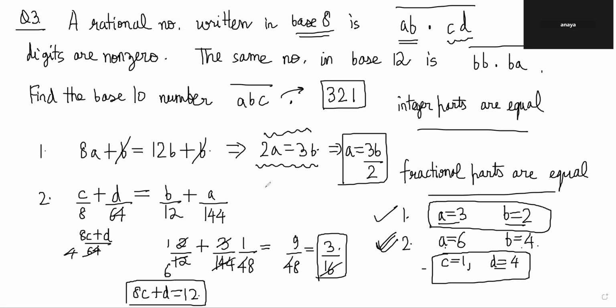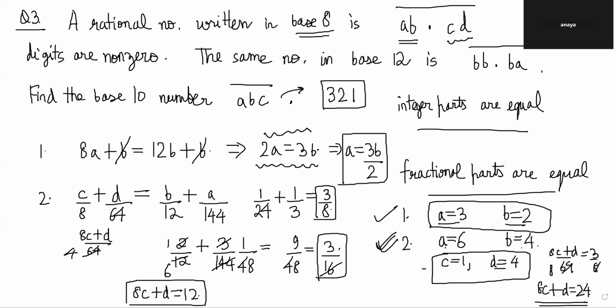The other case is when A is 6, B is 4. If you put that here, you'll get 6 by 144 plus 4 by 12, so 1 by 24 plus 1 by 3. So this is 8 by 24 plus 1 by 24, 9 by 24, which is 3 by 8. So 3 by 8 is coming on this side, and this is equal to 8C plus D by 64. You're getting 8C plus D by 64 is 3 by 8, so 8C plus D is equal to 24 in this case.